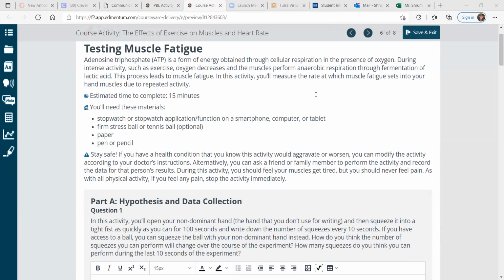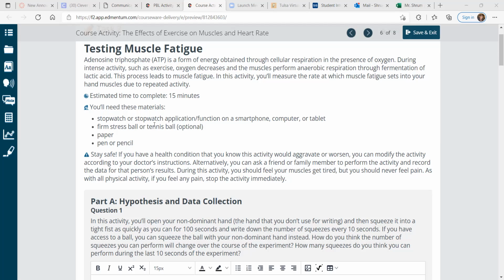ATP, adenosine triphosphate. That's a form of energy obtained through cellular respiration in the presence of oxygen. And when you're doing very intense activities like exercise, oxygen decreases and the muscles perform anaerobic respiration. Anaerobic is without oxygen. And this occurs through fermentation of lactic acid.